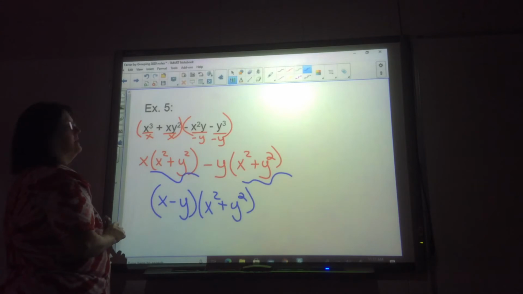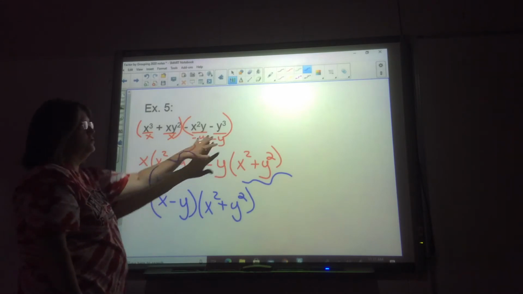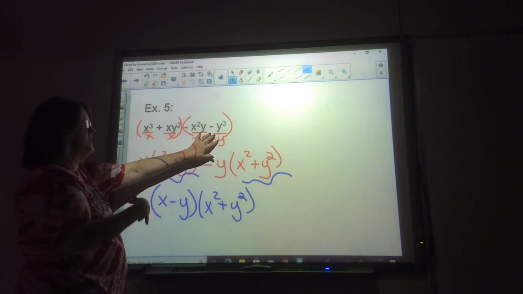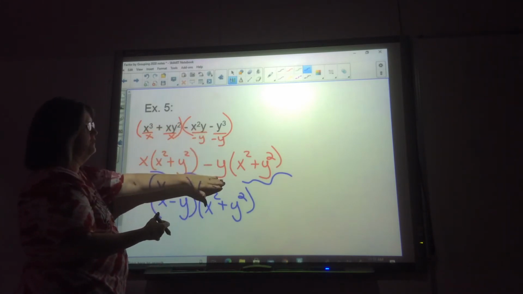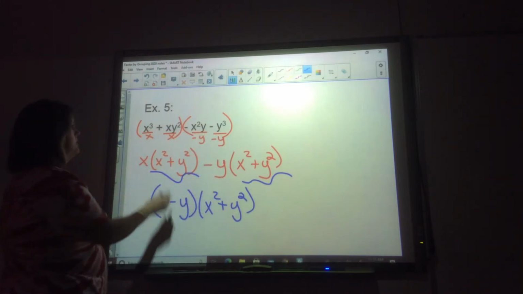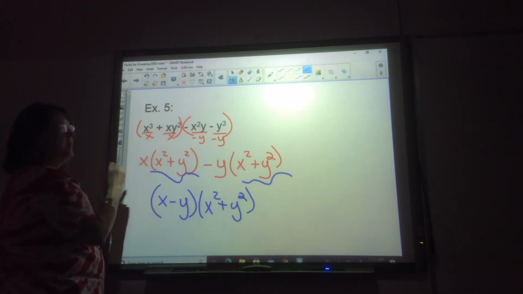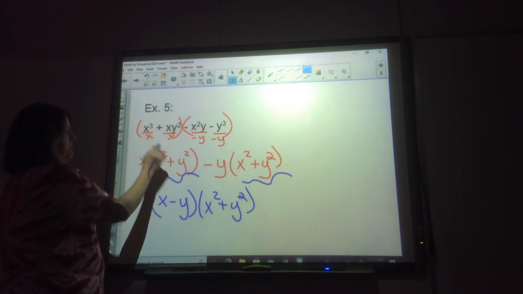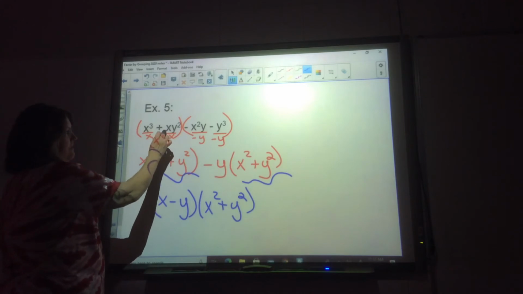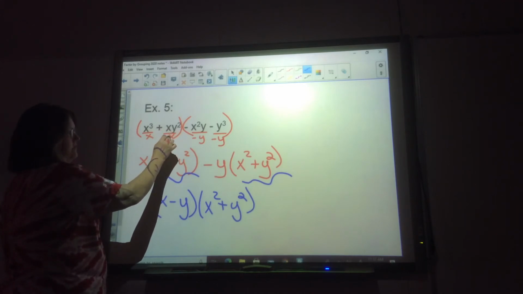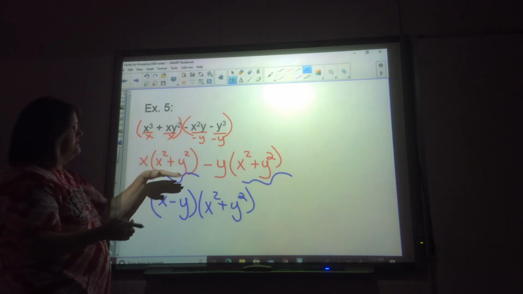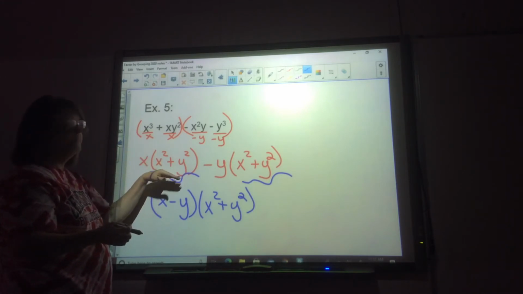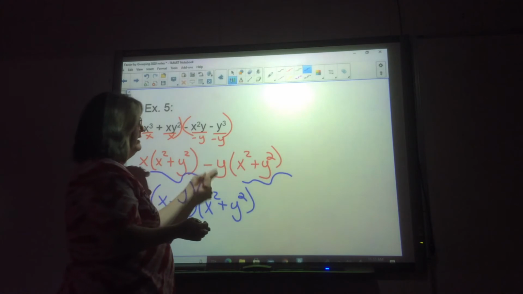All right. I have another problem identical to that one that we just finished. So we've got plus, plus, minus, minus. That means my GCF over here is going to be negative. So I'm taking my GCF out. x cubed divided by x is x squared. And then we have xy squared. And so I'm pulling x out. All right, now. So I have x, and this is x squared plus y squared. And then minus y, not plus y.